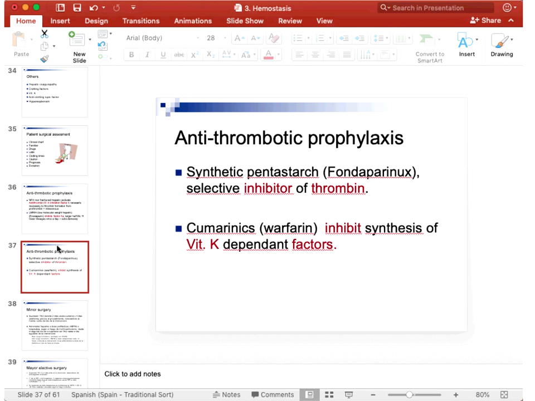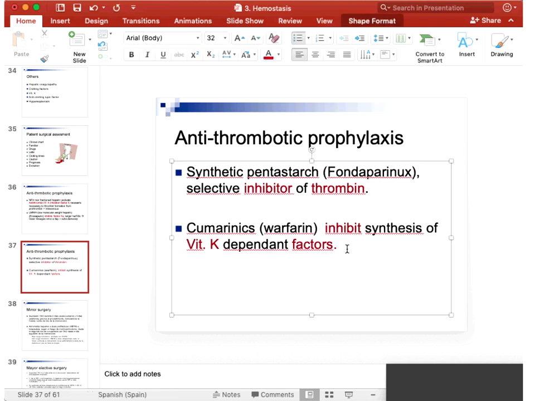There are some other medications such as inhibitors of thrombin, such as fondaparinux. This medication is not available for usage in Mexico. They're only available in the United States. And there are the so-called inhibitors of vitamin K-dependent factors, such as warfarin. Now, which is the adverse effect of these anticoagulants? That they have bleeding disorders.